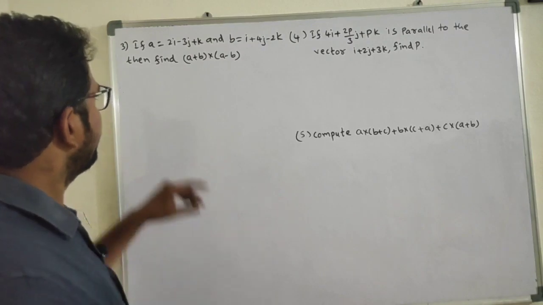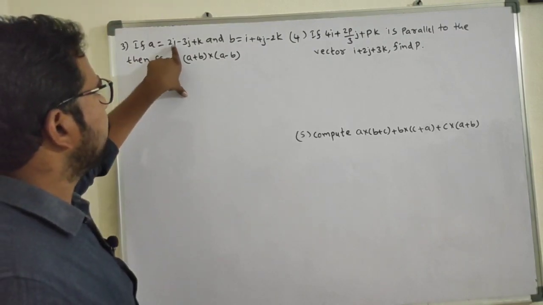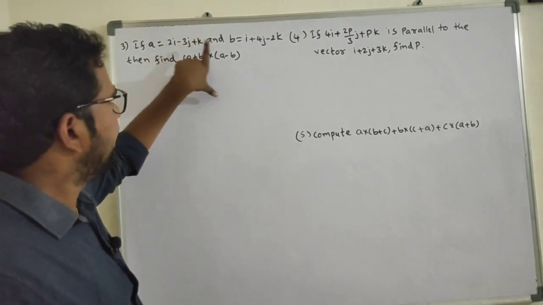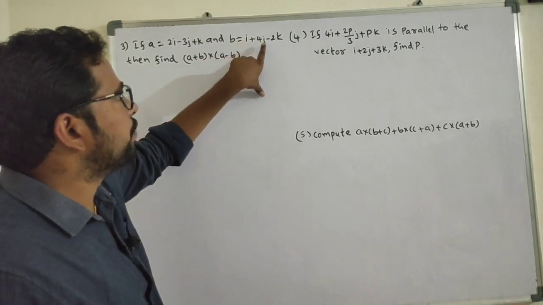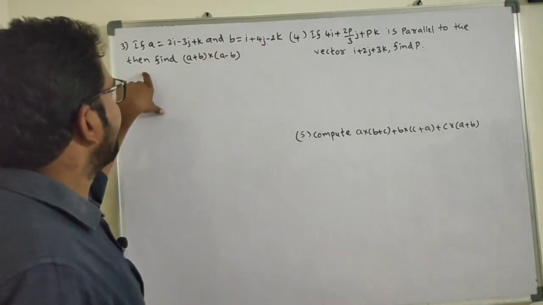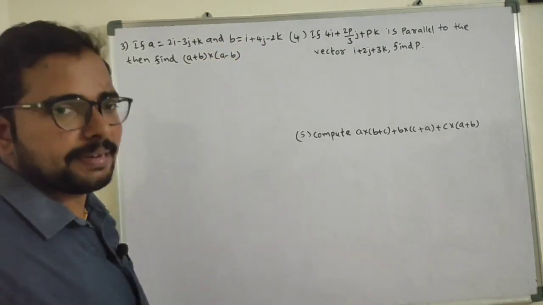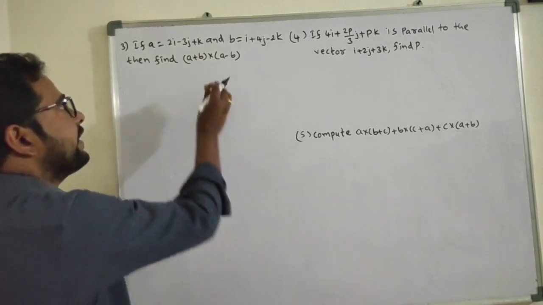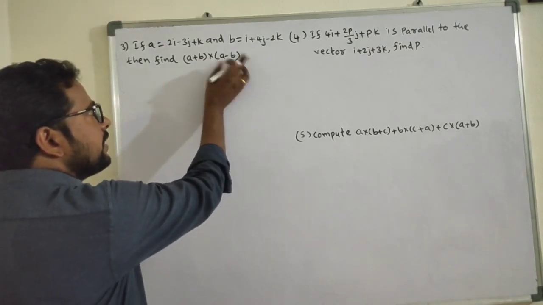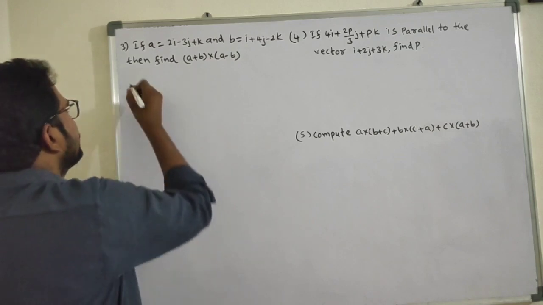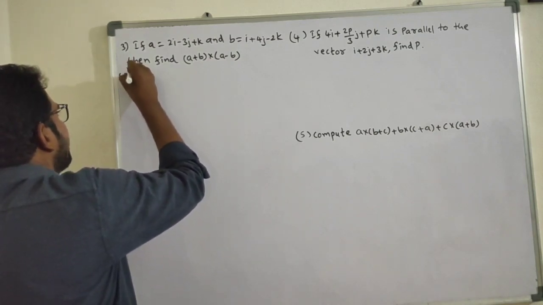Now the third question. If A is equal to 2i minus 3j plus k and B is equal to i plus 4j minus 2k, then find A plus B cross A minus B. First we have to find A plus B, then A minus B, then find the cross product. First find A plus B.